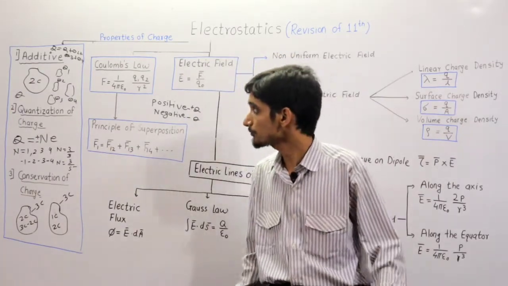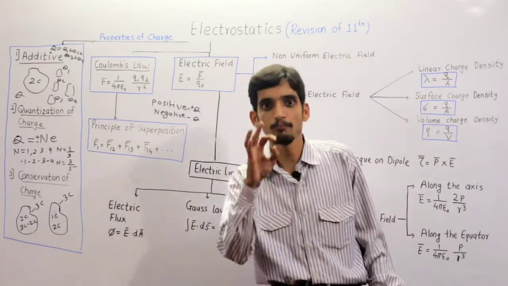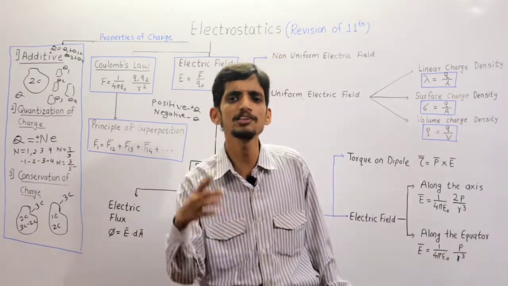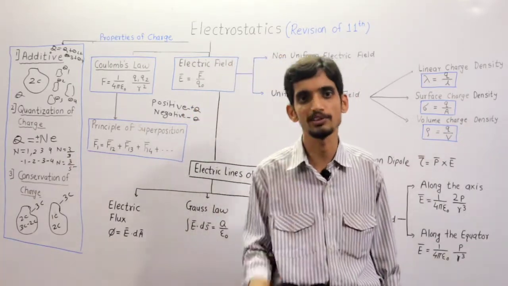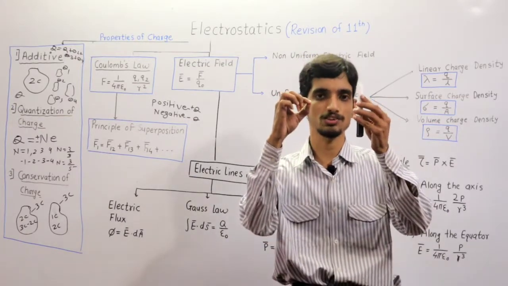Clear? Okay. Now in Coulomb's law, definitely another important point was what? Two point charges. What is meant by point charges? This is an important concept. Point charges means what? Suppose these are two charges.